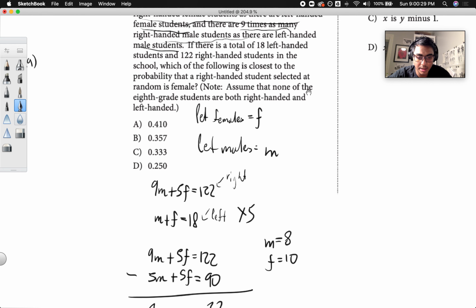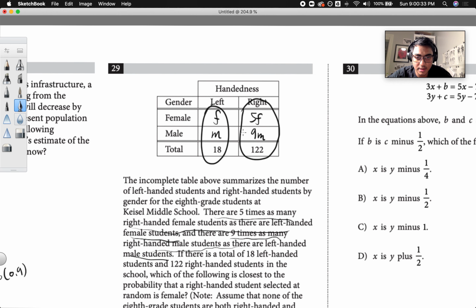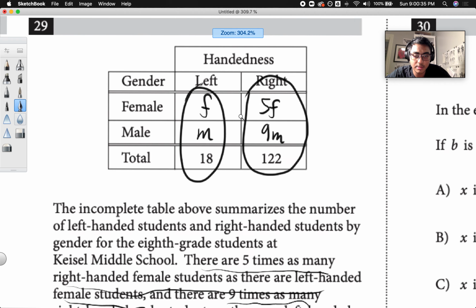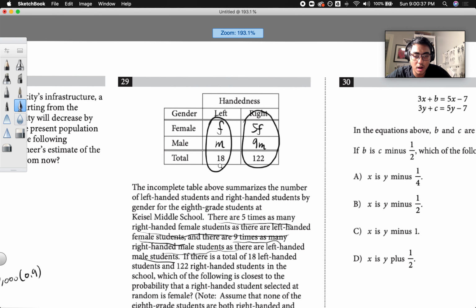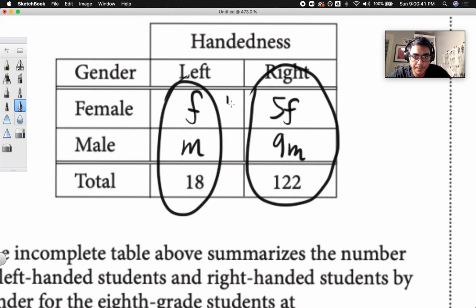Now we know the value of m and f. So let's just plug this into the table to make it easier for us. So we know that there are 10 females, so that means there's 10 left-handed females and 50 right-handed females. And there's 8 left-handed males and 9 times 8, 72 right-handed males.